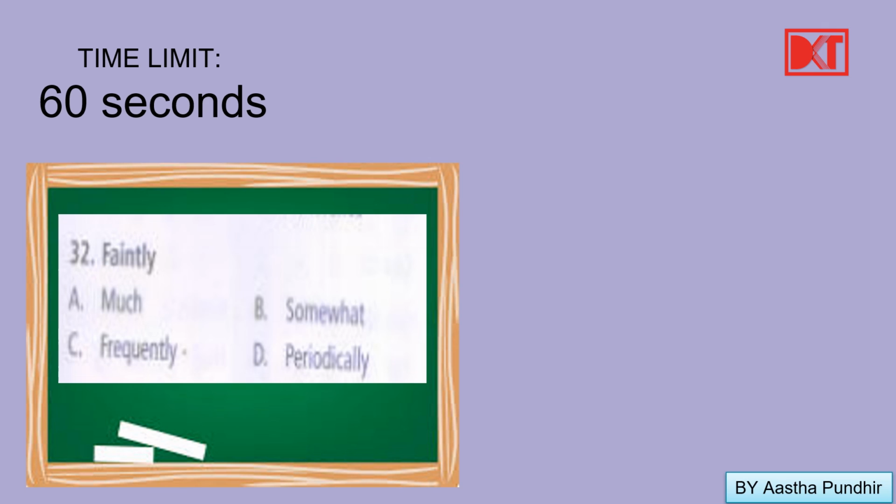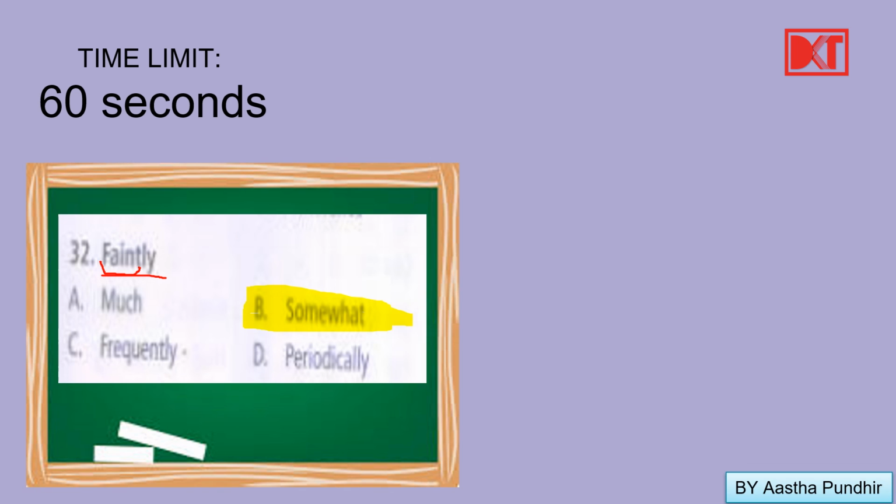Alright, so now we have the word faintly. The options are A. Much, B. Somewhat, C. Frequently, D. Periodically. Now here the correct answer is B. Somewhat. Faintly जो word है, देखो इसमें जो word है faint. Faint मतलब तो होना है बेहोश हो जाना, okay?